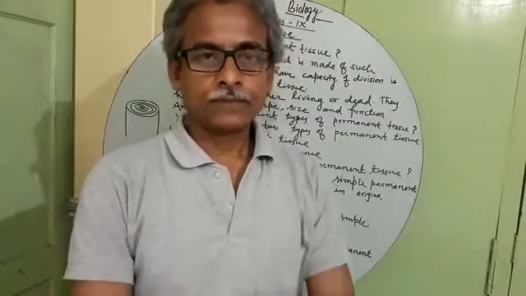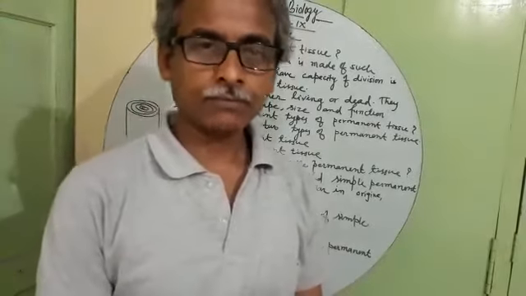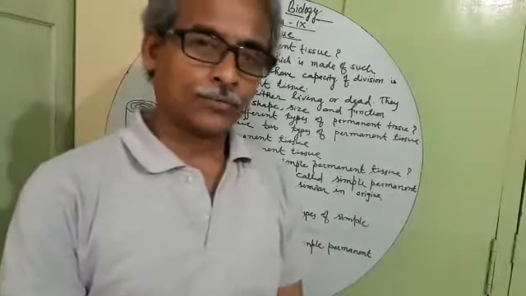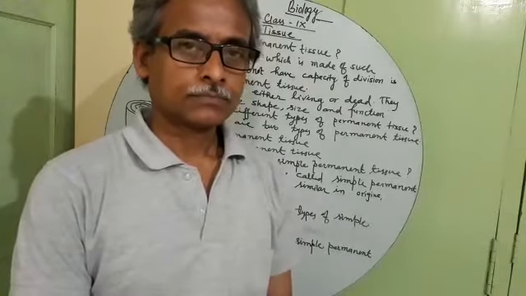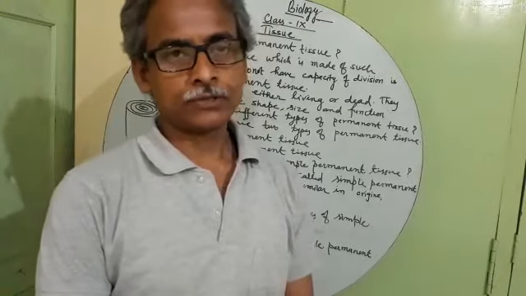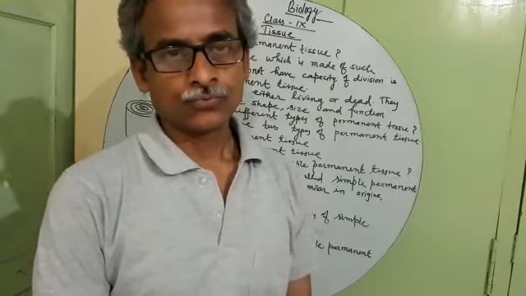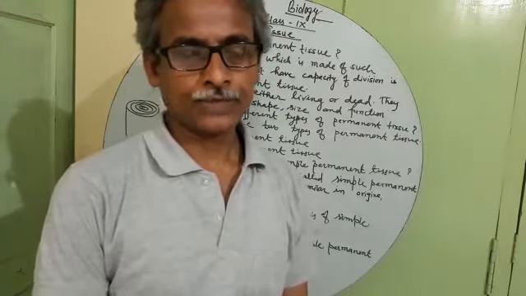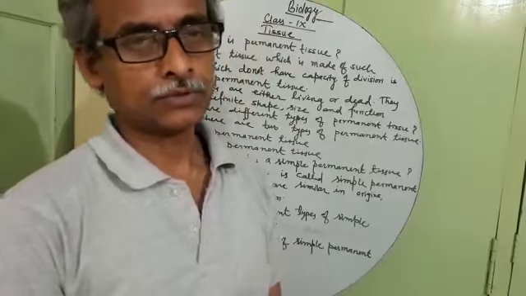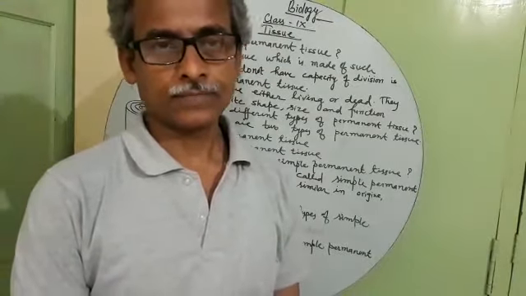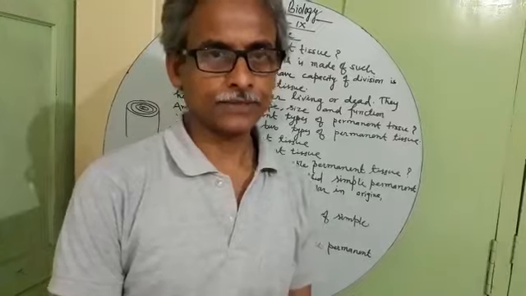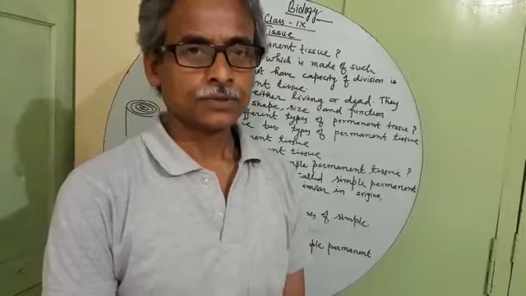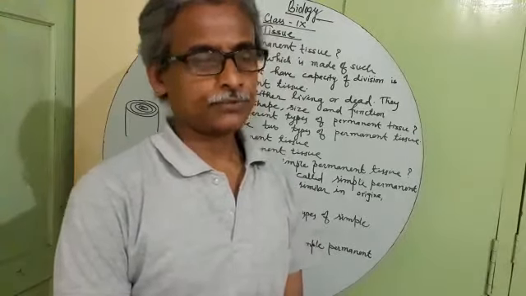I am again present here with the classes of biology for class 9. We have already learned about the definition of tissue, what are different types of tissue, and we have also learned about meristem or meristematic tissue in plant tissue. Now we have to learn about permanent tissue.